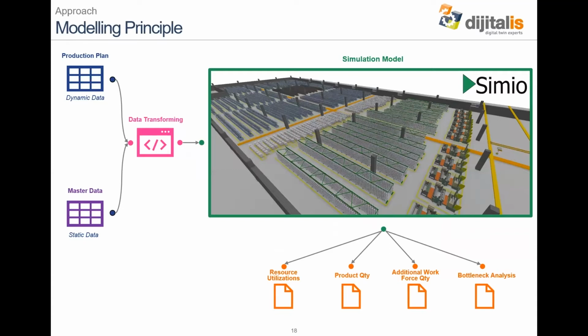So the modeling principle is that, of course, we are integrating the production plan from SAP PPDS. We are also getting all the master data that is required to run the model. Then it requires some data transformation, which we did outside of Simio in a small module developed in the Python language, so that everything happens automatically outside and the data is prepared for Simio to run. And then Simio runs to show us the resource utilizations, the product quantities, the workforce size, and the bottleneck analysis.